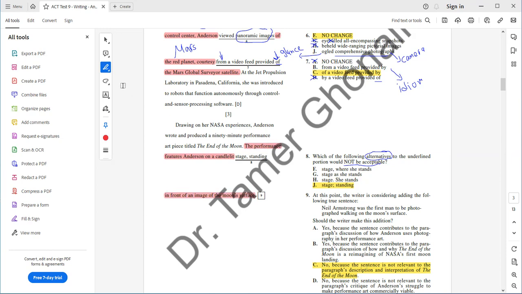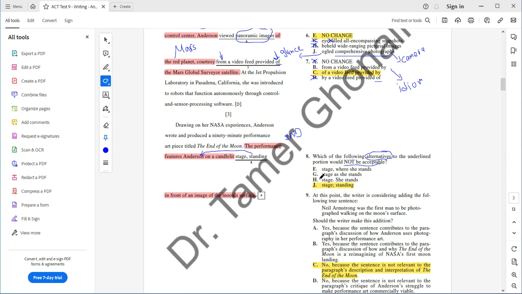The performance features Anderson on a candlelit stage. Okay, just wait. The performance is the subject, features is the verb. So this is an independent clause. Now let's look at the sentence after. Standing in front of an image of the moon's surface. Wait. So now the performance features Anderson on a candlelit stage, standing in front. Who is standing? Anderson. Because of that, we put a comma.